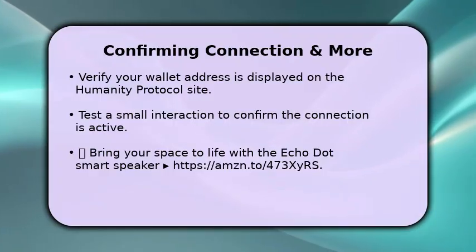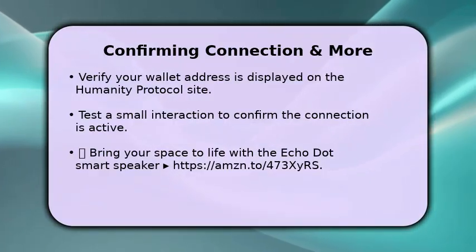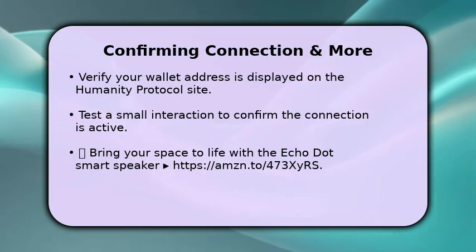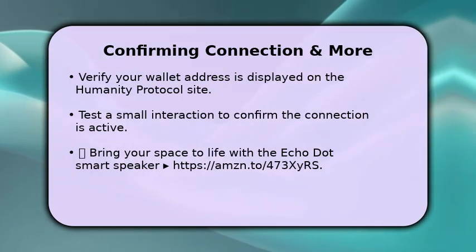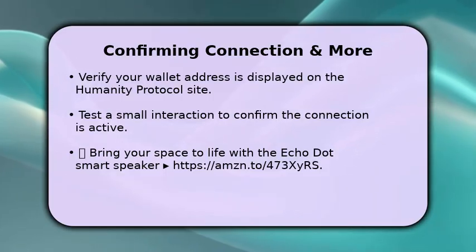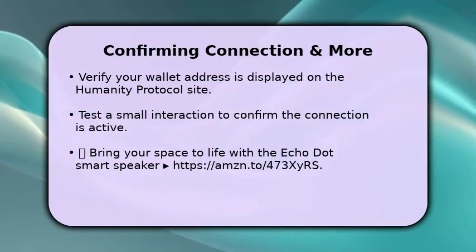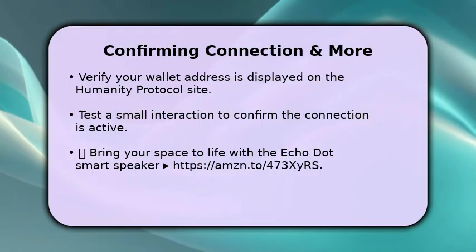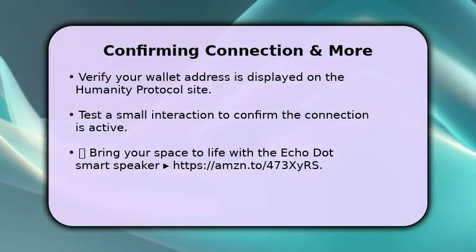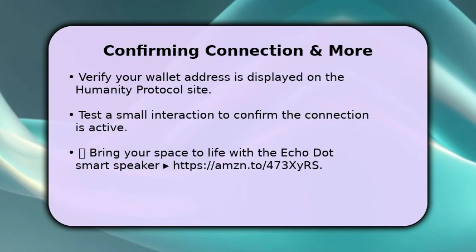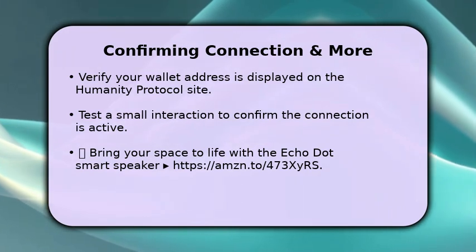After approving, check the Humanity Protocol website to confirm your wallet address is visible, indicating a successful connection. You might try a small interaction, like viewing your profile, to ensure everything is working correctly. If you encounter issues, try refreshing the page or clearing your browser cache.